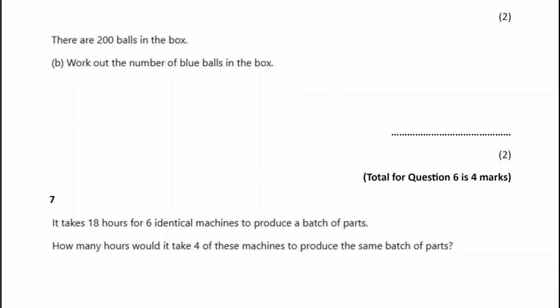For part B, we're told there's 200 balls in the box, so we simply take the 200 balls and we times it by the probability of picking a blue, which is 0.22. And that gives us an answer of 44.